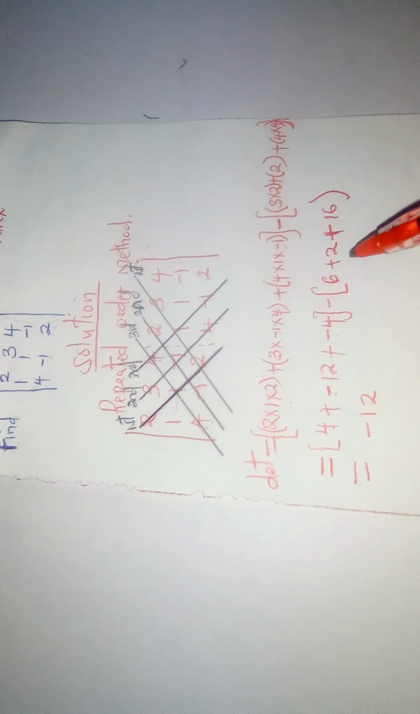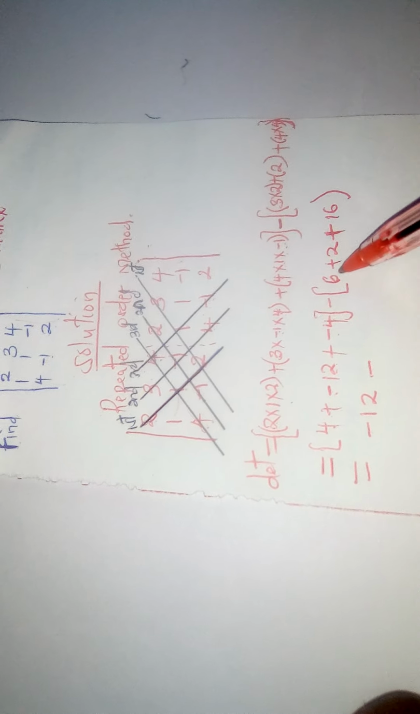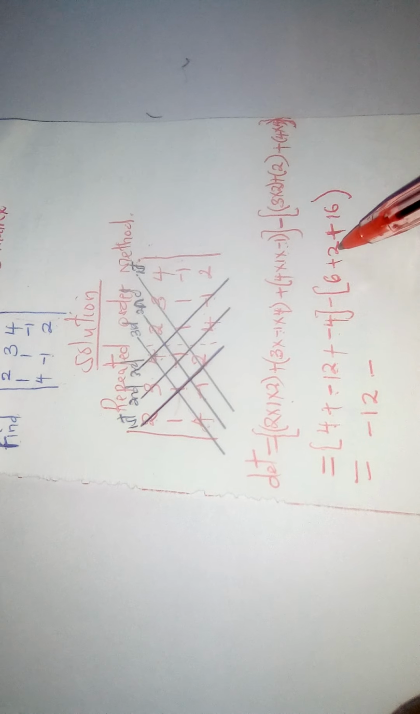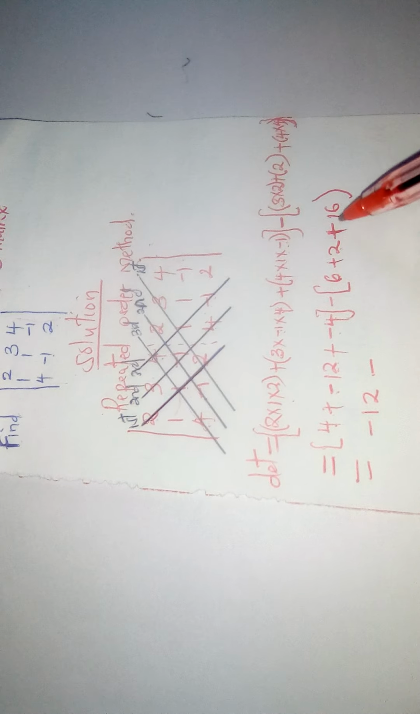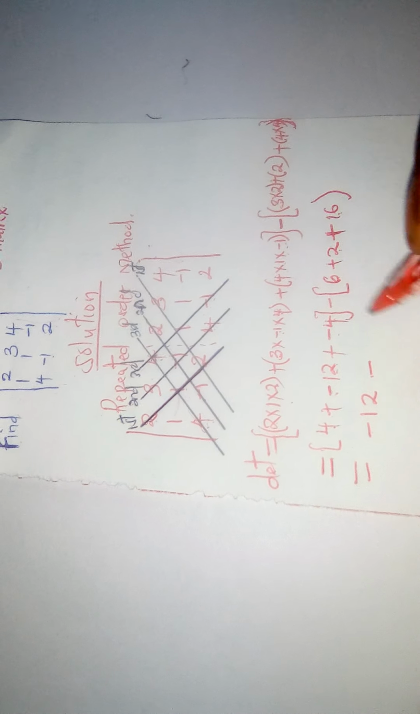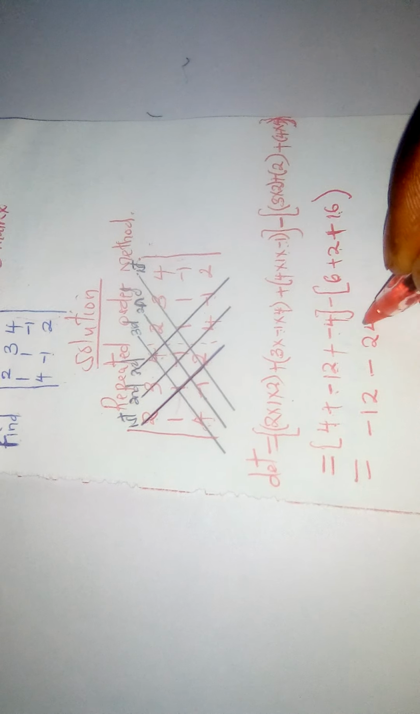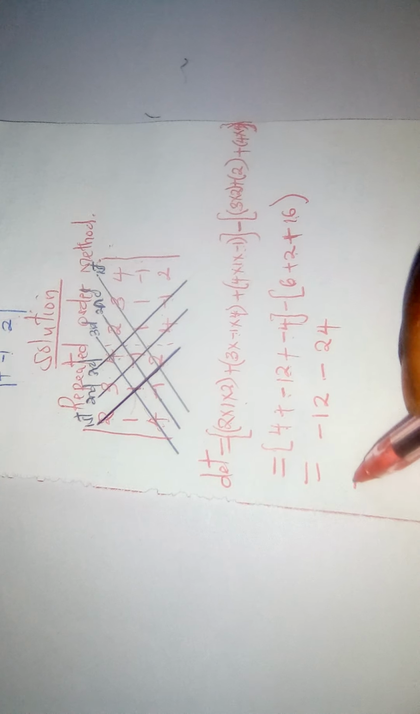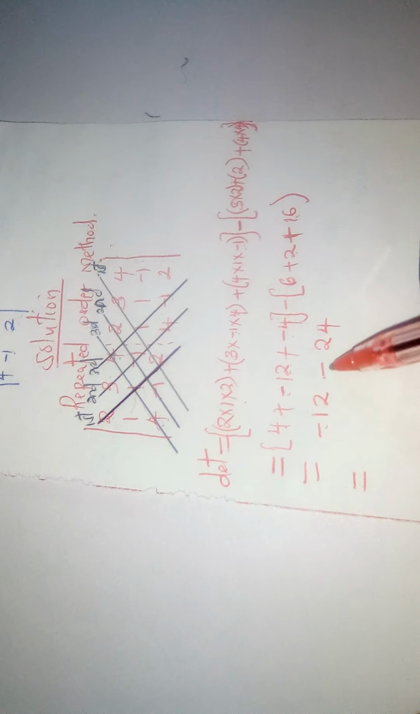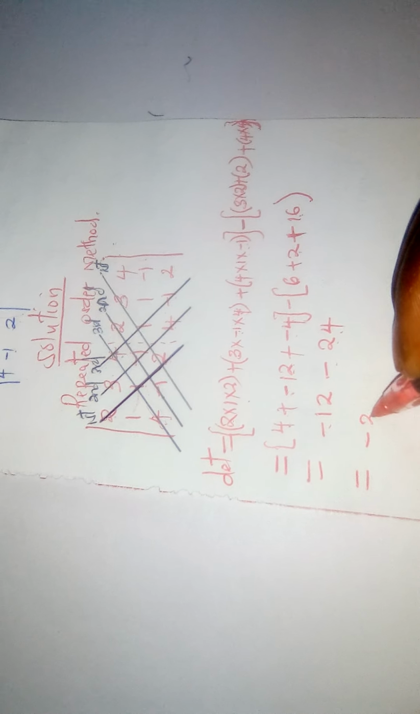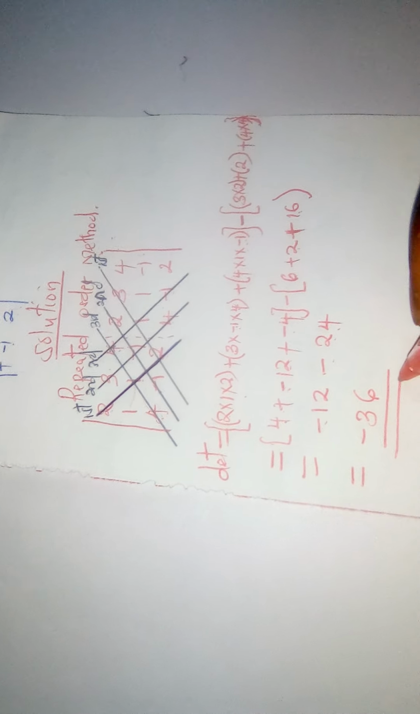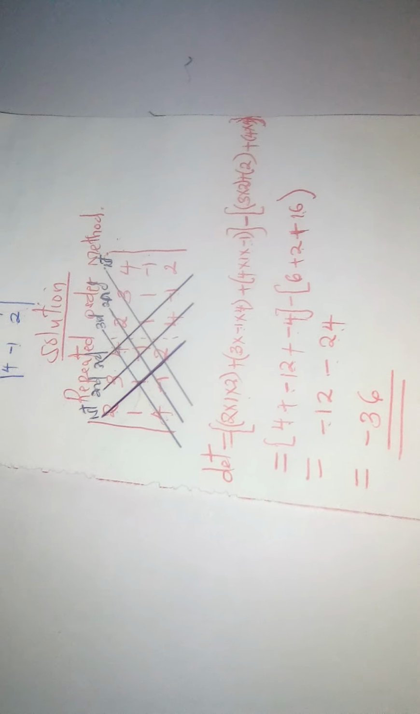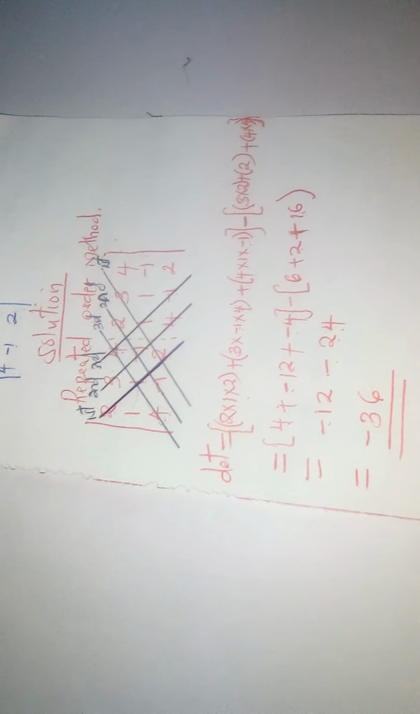Remember? Then I have a minus. Now here I have 6 plus 2, that is 8. 8 plus 16 is 24. So you will come here and write 24 there. Now when you work this out, you will end up having negative 12 minus 24, to be negative 36.